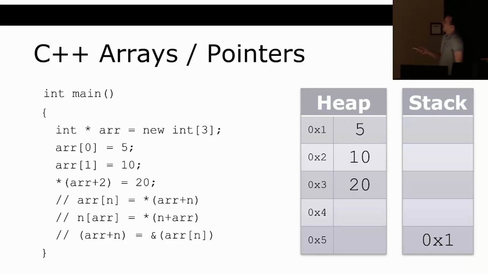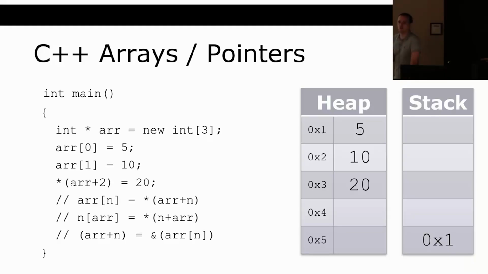Then I say array 0 equals 5, and array 1 equals 10, and star r plus 2 equals 20. What I'm showing you here is what this actually does. You have all done something like this in some programming language where you take an array and pass in an index of that array and then give it a value, or you just read that value. But what is this actually doing?